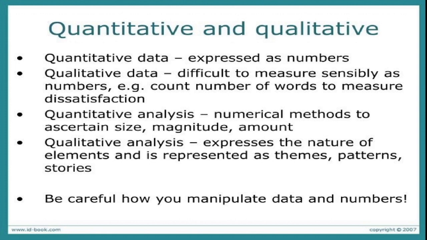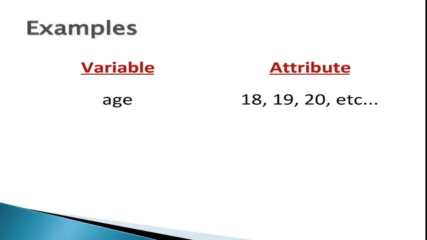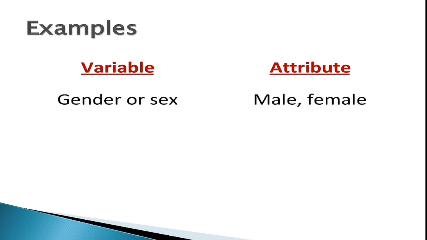Be careful how you manipulate data and numbers. One should give due respect to both qualitative as well as quantitative data. We should know how to distinguish between qualitative and quantitative data. Here are some examples. Here the variable is age, and the attribute values are assigned in terms of numbers. See here another variable, gender or sex, with attributes male, female or transgender.